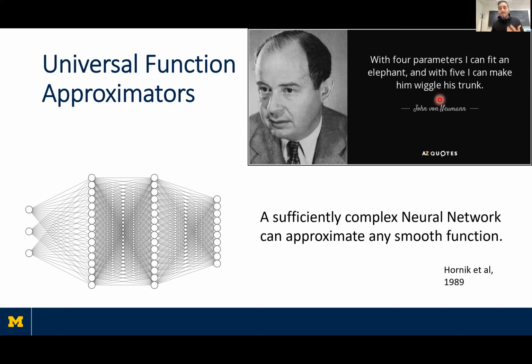So what this means is that if I have a lot of parameters, then I can basically fit a function through any points you give me, right? I can fit through anything you give me. And there's a theorem in computer science that says a sufficiently complex neural network can approximate any smooth function to arbitrary accuracy. So this is one reason we like to use neural networks.